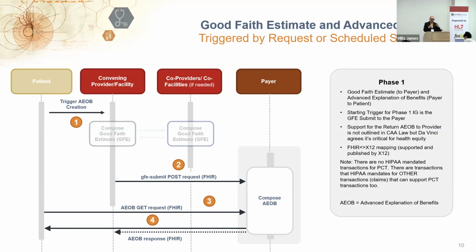But we expect in step 2 here that we have a bundle, a collection of good faith estimates, submitted from that convening provider to the payer. That payer then processes this bundle based on the beneficiary's rules, the member's rules, and their deductibles and all those things, and then makes available the advanced explanation of benefits for the patient.